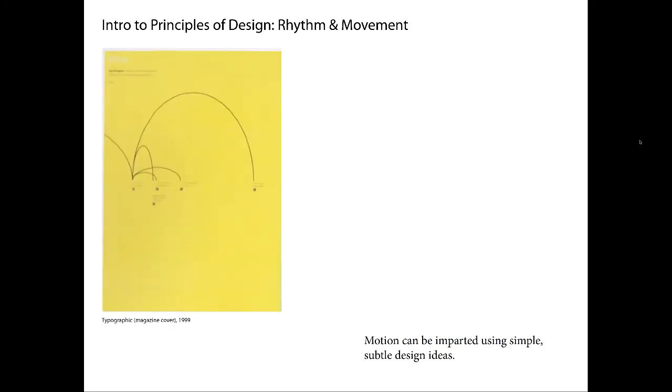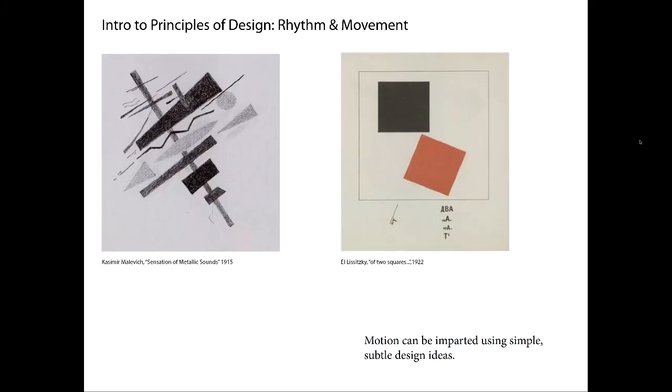And again, don't hit the viewer over the head all the time. Sometimes you want a really in-your-face dynamic composition, maybe for a sports event or something like that. But this is very subtle, a really nice sense of motion just with these arcs, and it's a typography magazine, by the way. And again, by placing some elements at a slight angle, it really gives it a lot of visual interest.